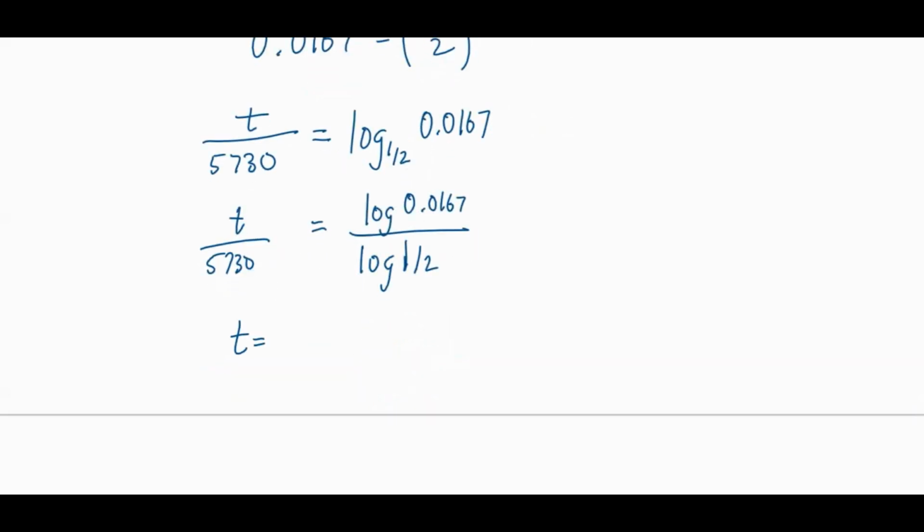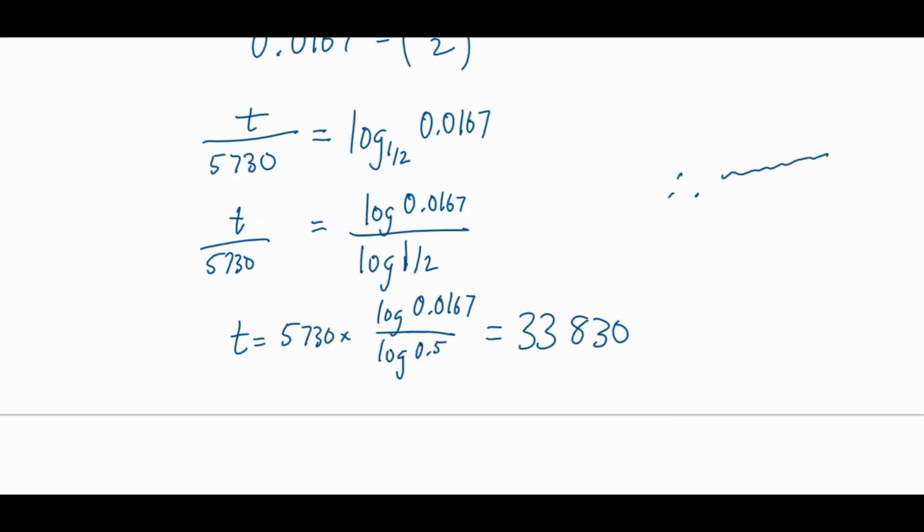So then t equals 5730 times log of 0.0167 over log of 1/2. And that works out to apparently 33,830 rounded to the nearest year. Therefore, the burnt wood is approximately 33,830 years old.